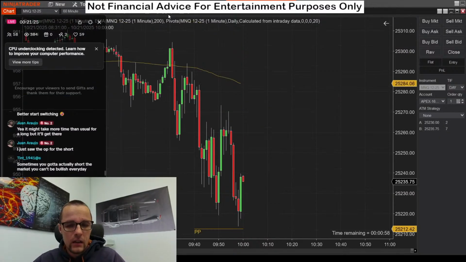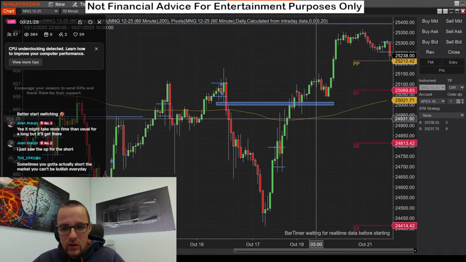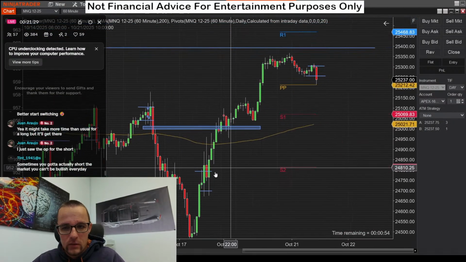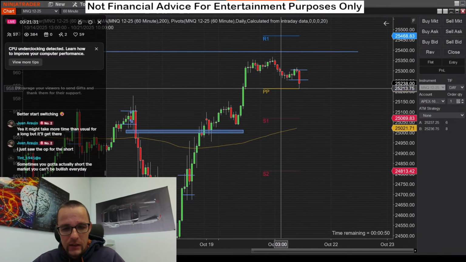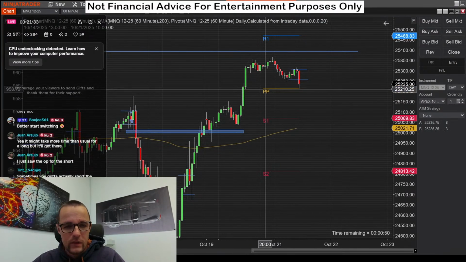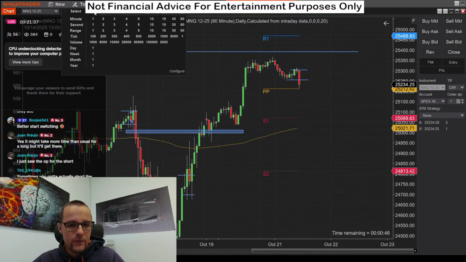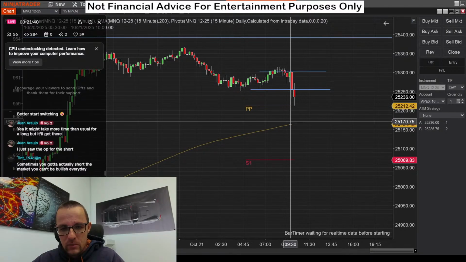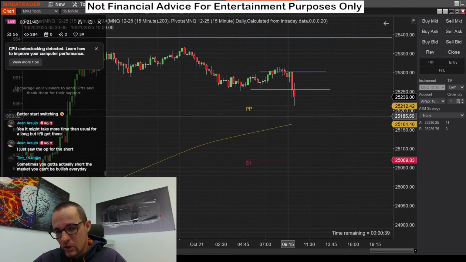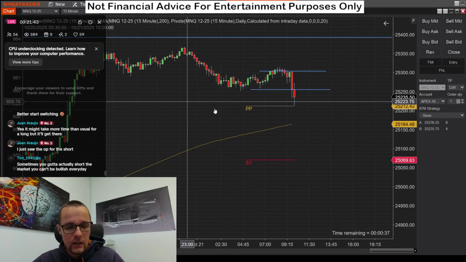Also look at the 60-minute chart. We're down here at support. We've got a bunch of bullish gaps down here, that pivot point, a lot of support in this area. And any timeframe you look at, the 15-minute chart, wow, look at all the support down here. We've got that 200 right there, the pivot point right there.